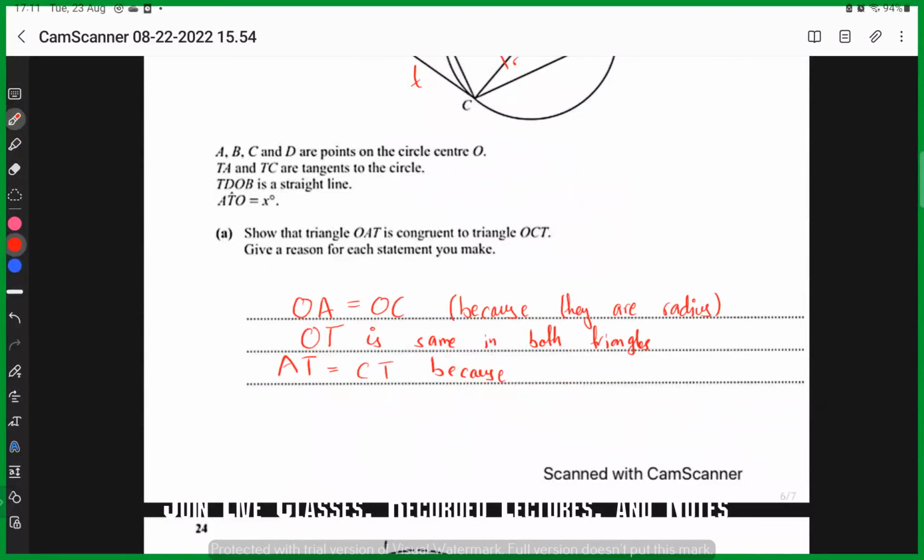Very good, because the length of tangents coming from a point is equal or is same. Equal is an appropriate word for maths.